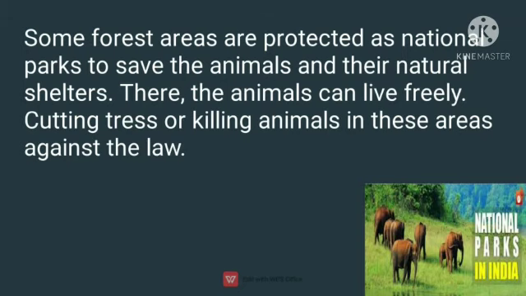Some forest areas are protected as national parks to save the animals and their natural shelters. Yes, some forest areas are protected as a national park to save the animals and their natural shelters. There the animals can live freely. Cutting trees or killing animals in these areas is against the law.